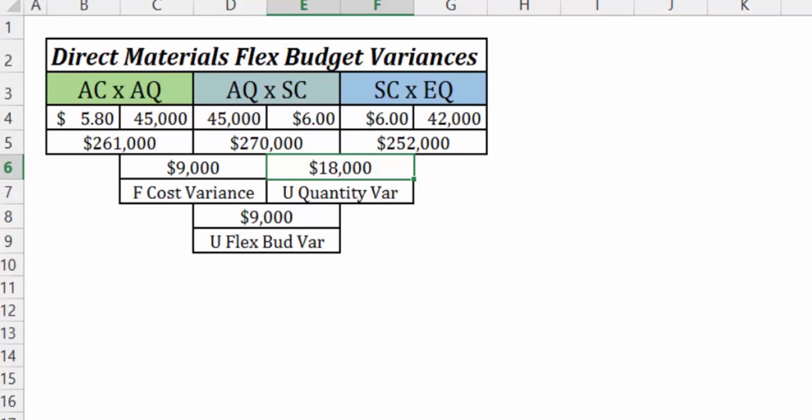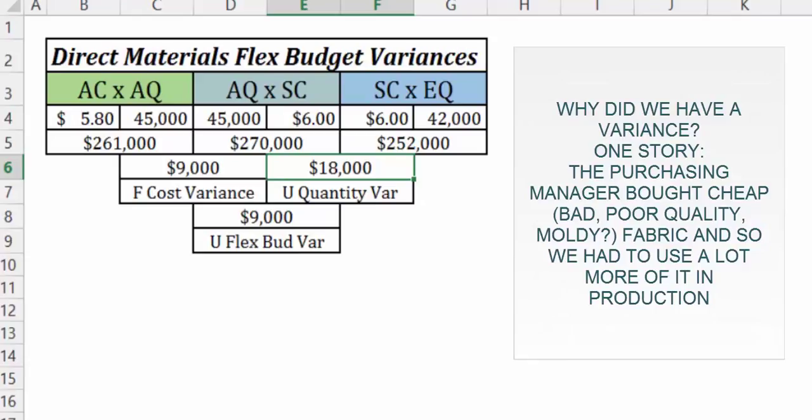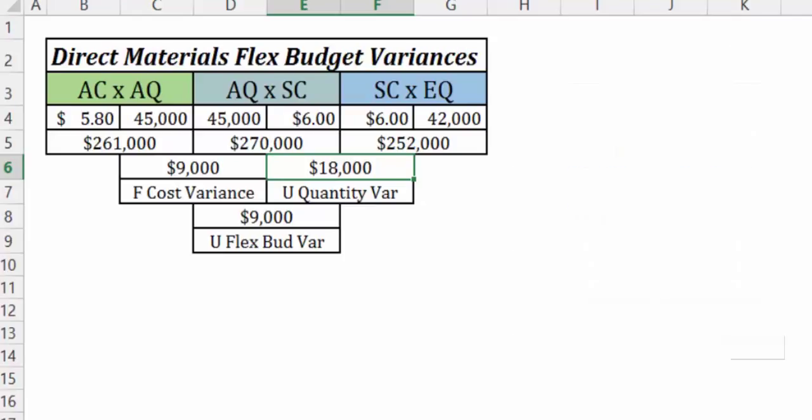That's one explanation. So maybe instead of going and praising the purchasing manager and yelling at the production manager, we should be doing the opposite: yelling at the purchasing manager for not buying the quality of fabric that we were looking for, and talking to the production manager about why it took an extra 3,000 yards to make these 12,000 suits. We'll talk more about the implications of the variances when we get to the labor variances as well.